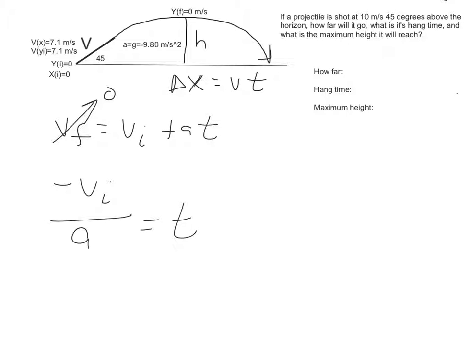And all I did was get rid of the VF. I moved the VI over to the other side. That's why it became negative. And therefore, I then divided by A. So I have negative VI over A equals T.